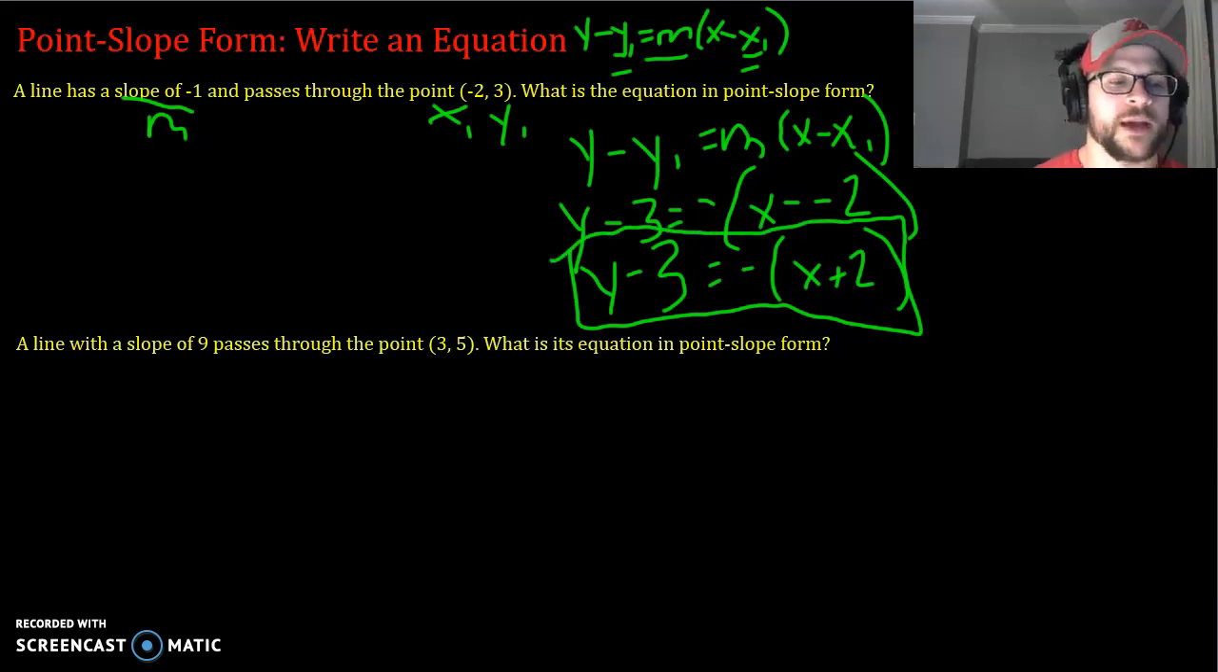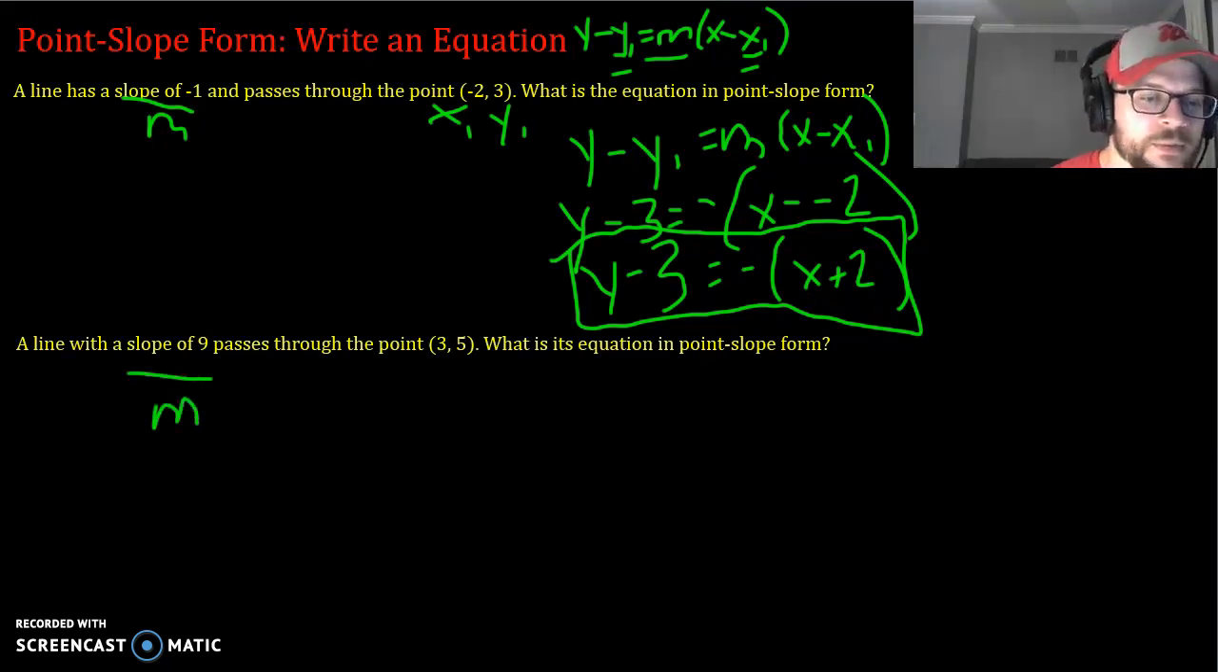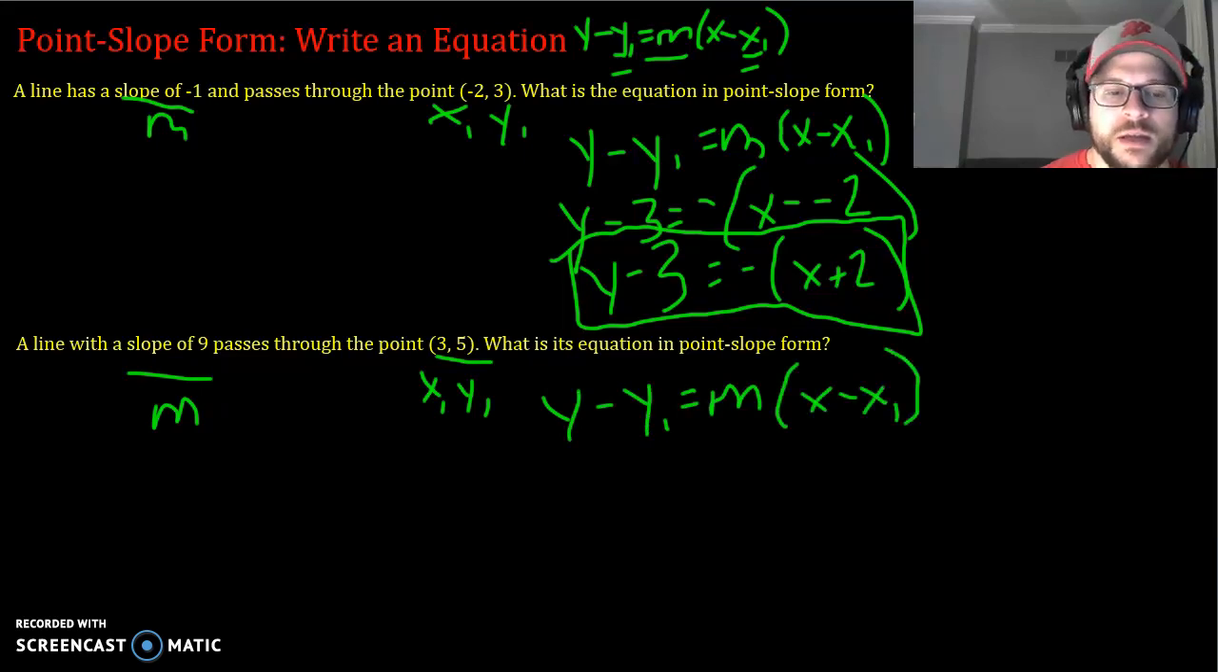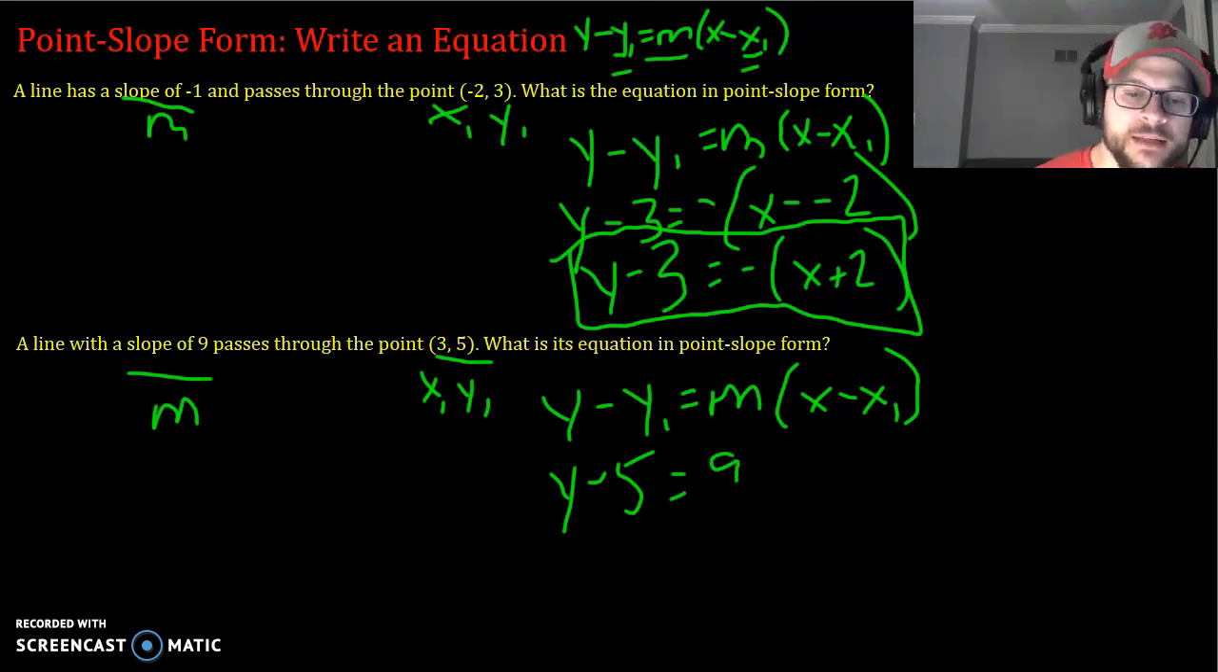A line with a slope of 9 passes through the point 3, 5. What is its equation in point-slope form? Again, same exact form. Slope is m. Our x1 and y1 are given right here. So using y minus y1 equals m times x minus x1, we're going to plug in y1, which is 5, keeping the negative because it's a positive number, it changes to a negative. Our slope is a positive 9. This time I do have to write the number instead of the invisible 1 like the last example.